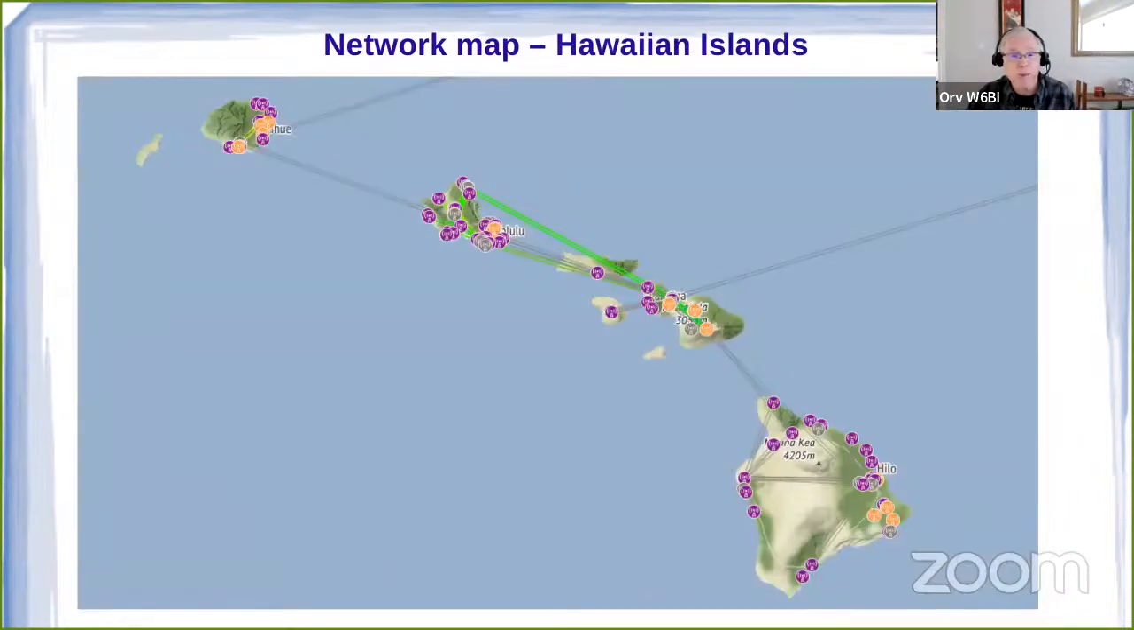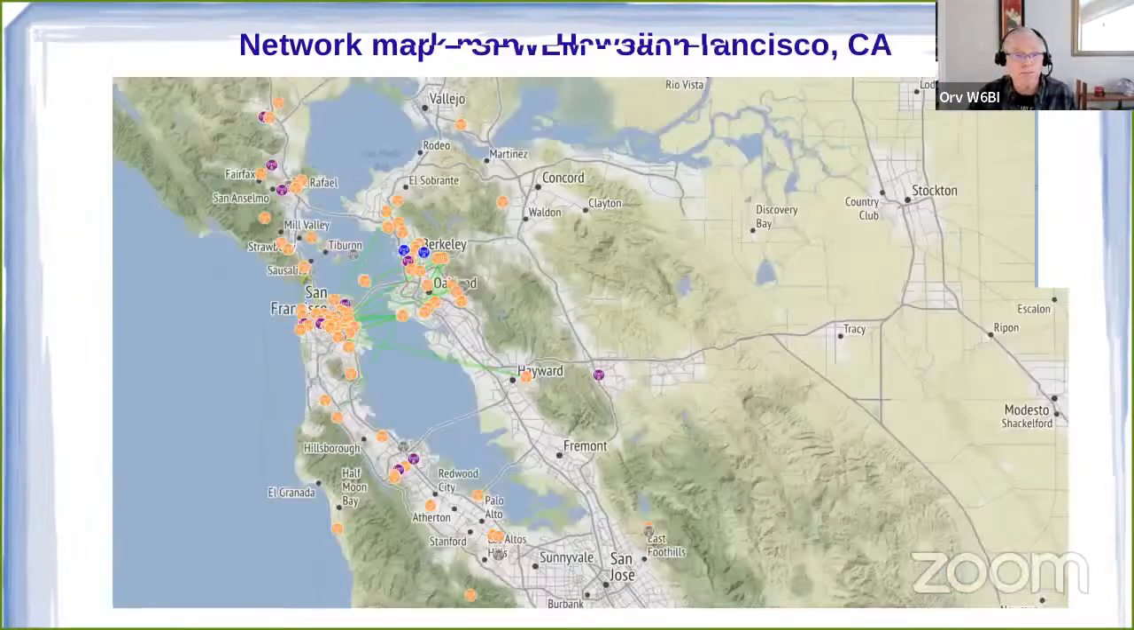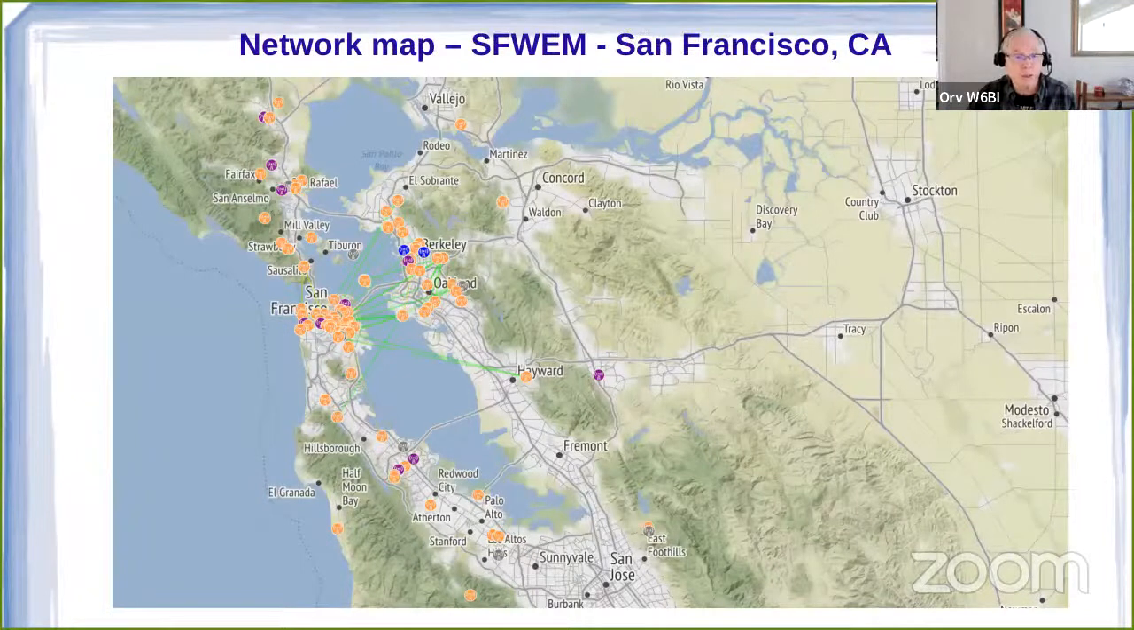Hawaiian Islands, they came up about a year ago. All of those inter-island links are currently internet tunnels. They're working on getting them replaced with RF links. San Francisco Wireless Emergency Mesh, they're doing a great job of pushing it out. It kind of exploded in an unplanned manner, and now they're working at putting together a real backbone so they can move a lot of traffic.